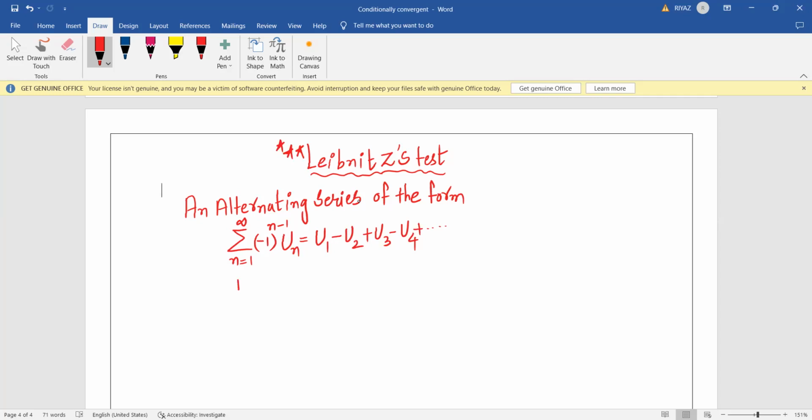So there are two conditions to check. Condition number one, I am writing in words: each term is numerically less than the preceding term. Numerically.